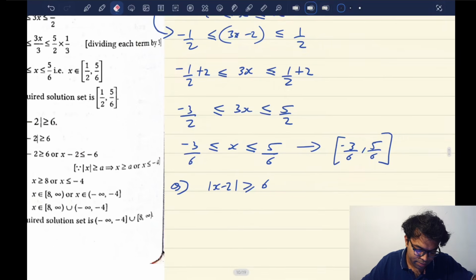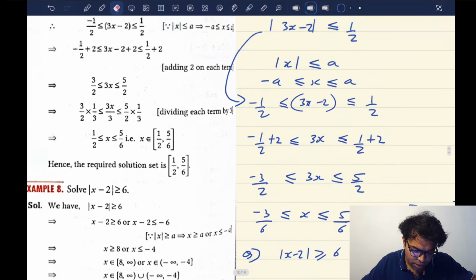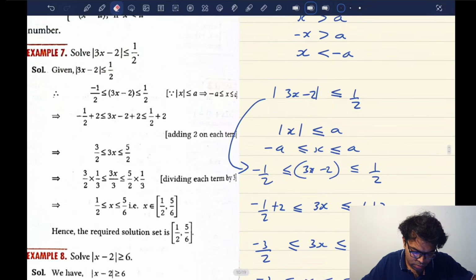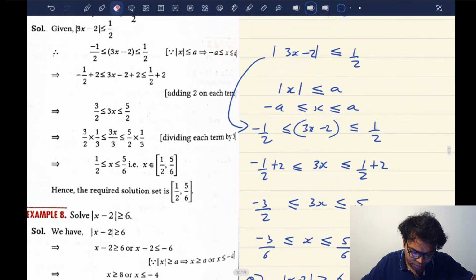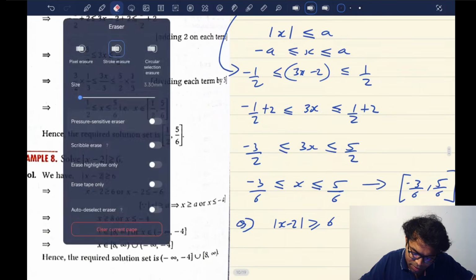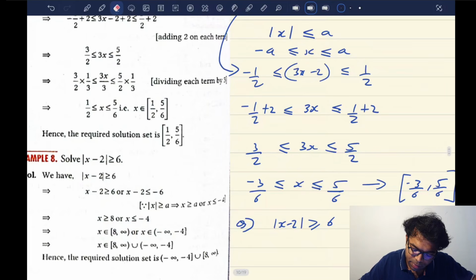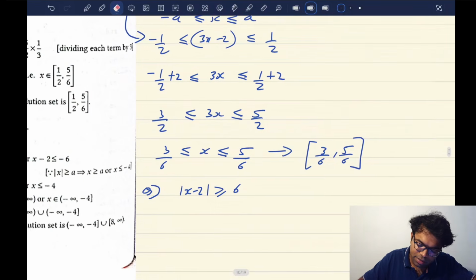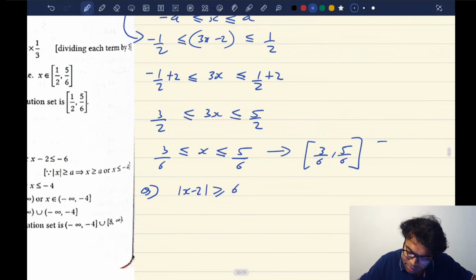Oh no, I'm right. But where did the minus sign go? Oh, yes. I made a mistake. I'm so sorry. So this will become 3 by 2. This will become 3 by 6. And this will become 3 by 6. And this can be further written as 1 by 2, comma 5 by 6.